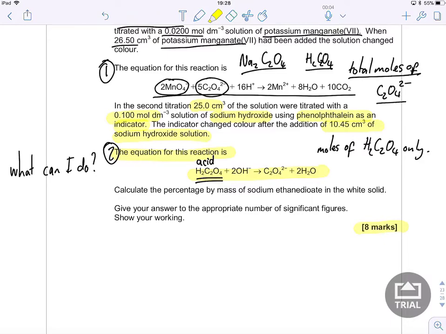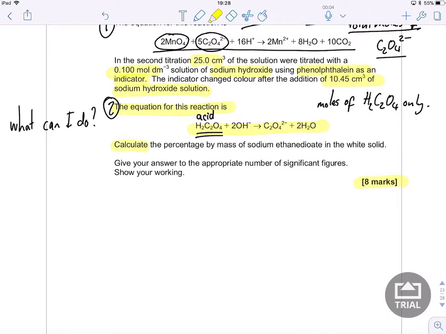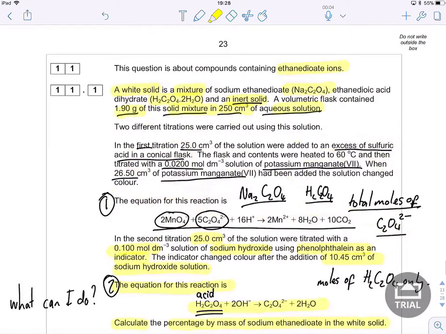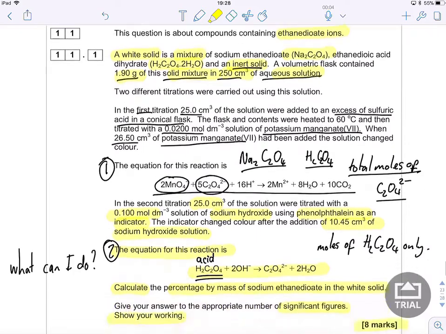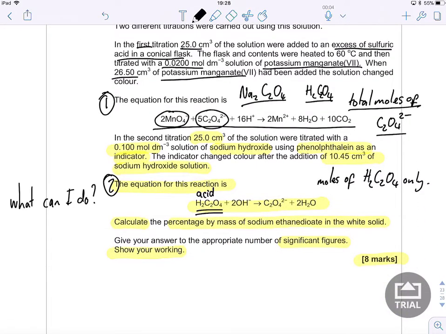Okay, but before we do any of that, let's read on. Calculate the percentage by mass of sodium ethanedioate in the white solid. Give your answer to the appropriate number of significant figures. Show your working. Oh my word, you're probably thinking, where do I start with this? You've got to start somewhere. So let's start with titration number 1.